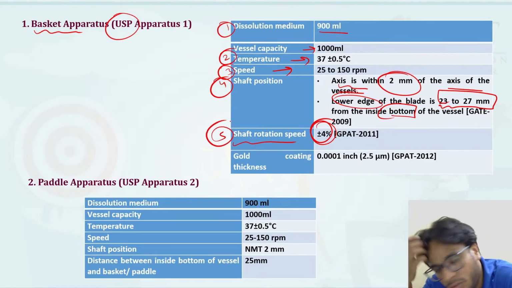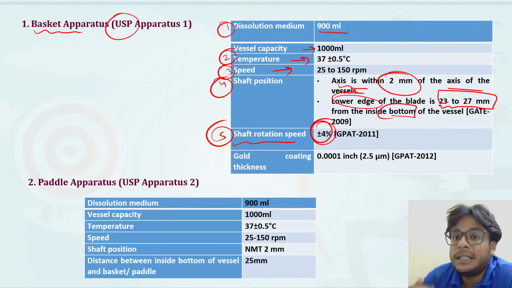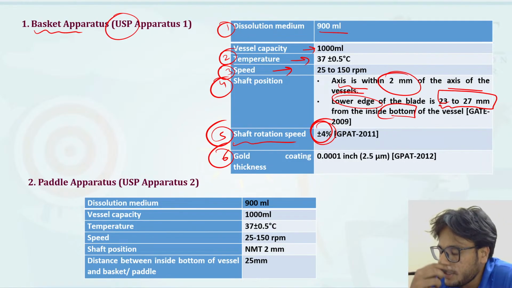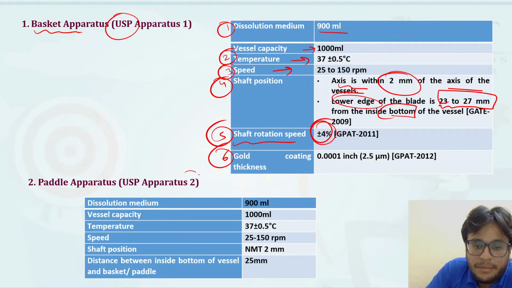If the shaft speed is increased to a higher value, then it may also alter the dissolution, which we are not going to bear, and it will give fake results, or results that we don't want. The gold coating is of 0.0001. The second one is the paddle, or the type 2 USP apparatus, which is the paddle apparatus.